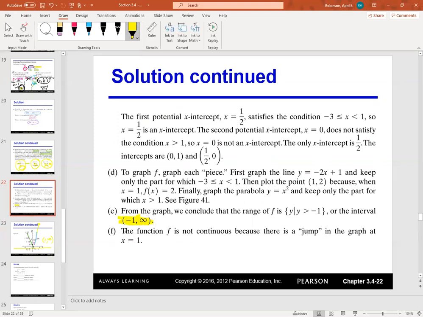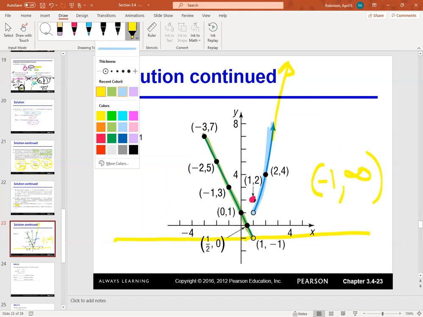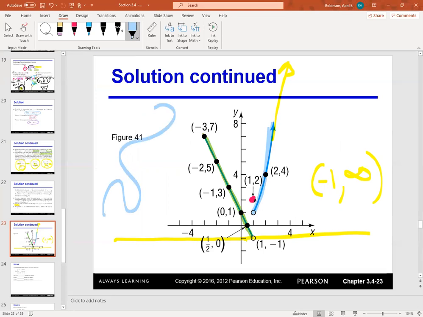And then it says, is this graph continuous? No, it's not, because there's a jump in the graph at x is equal to 1. A continuous function is a function where you could put your pen down and draw on it and never have to pick up your pen. But on this one, I'm drawing down to here, but then I have to pick up my pen and jump to the pink dot, pick up my pen again and jump to this open circle so that I can then draw my arrow going like that. It's not continuous. There's lots of breaks in the action.